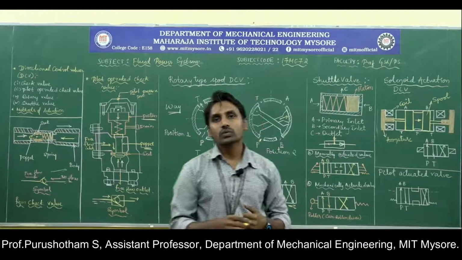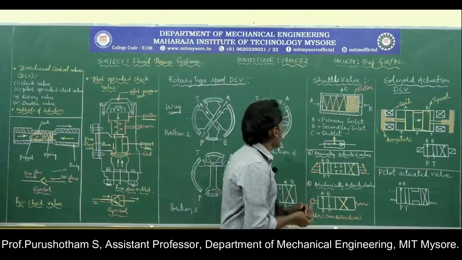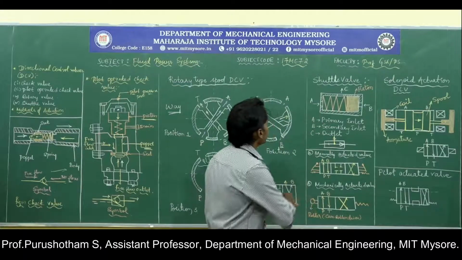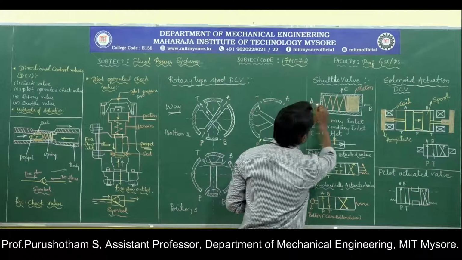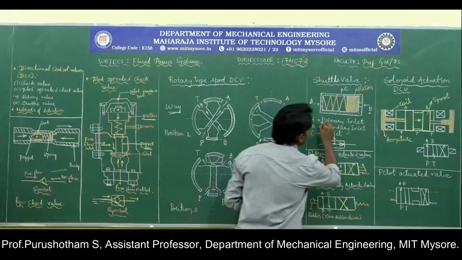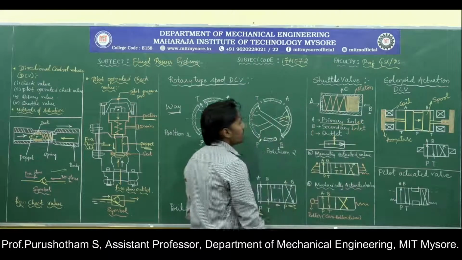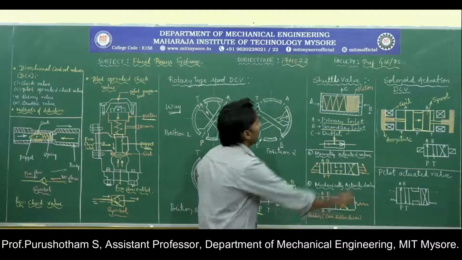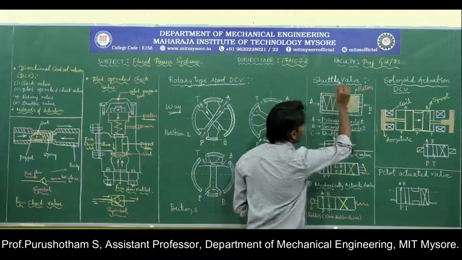Shuttle valves use two power supplies of fluid. That means this will be the port A, this will be the inlet A, and this will be the inlet B. The inlet A is called the primary power supply, the inlet B is called the secondary power supply, and this will be the C outlet.